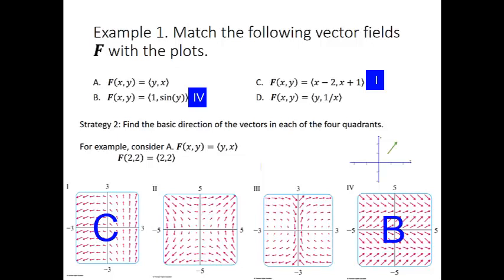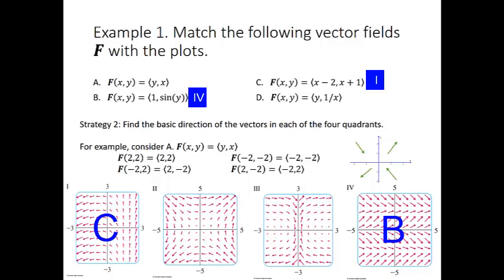What about a vector in the second quadrant? The point negative 2, 2 will get mapped to the vector 2, negative 2. So we're going to sketch a vector in the second quadrant that points to the right and down. For our third quadrant, how about the point negative 2, negative 2, which will map to the vector negative 2, negative 2. So we'll sketch a vector that points to the left and down. Finally, for the fourth quadrant, we'll take the point 2, negative 2, which will map to the vector negative 2, 2. So we'll sketch a vector that points to the left but up.